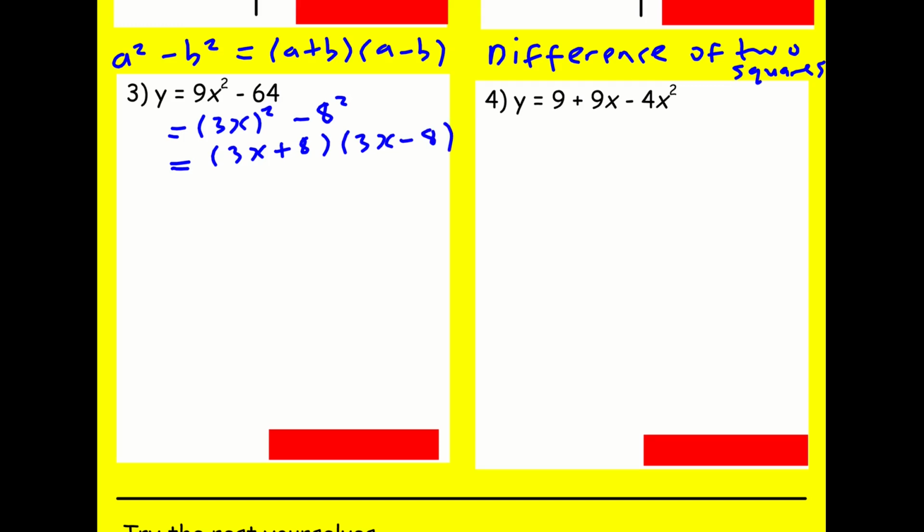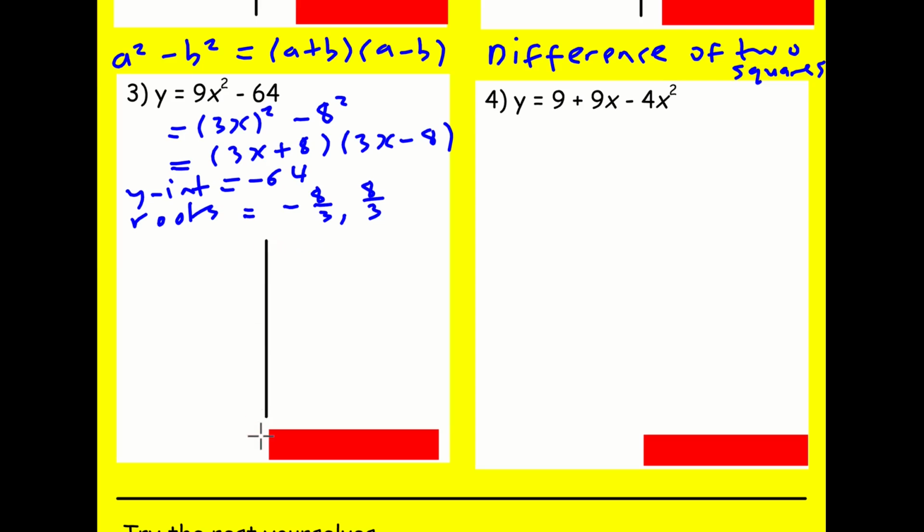The more you do of these, you basically just root the 9 in your head and the 64 in your head, and you just write this straight down. Just realized I forgot about the y-intercept, so that's going to be minus 64, and the roots are going to be x equals minus 8 over 3 and 8 over 3, and that was actually really quick. Doesn't matter that there's a 9x squared there. This is a difference of two squares. We can do it super fast.